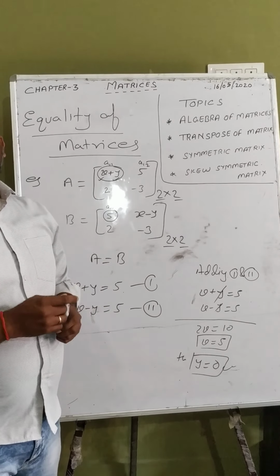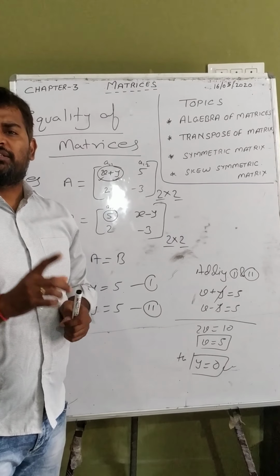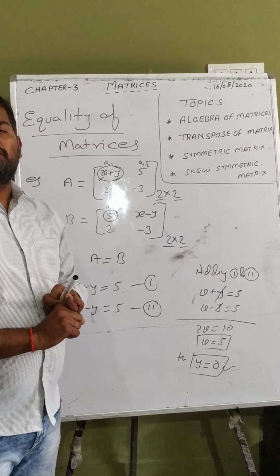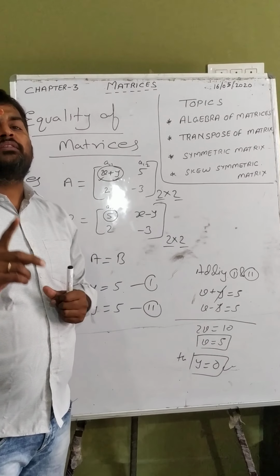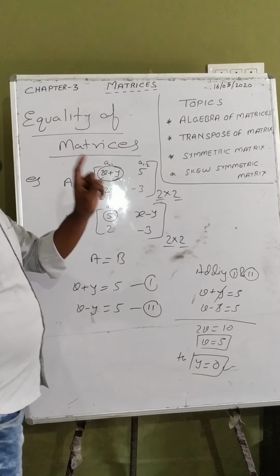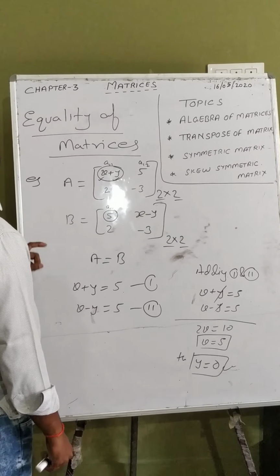What was the equality of a matrix? Two matrices are said to be equal if their orders are same and their corresponding elements are same. So based on that particular topic, one question is there.